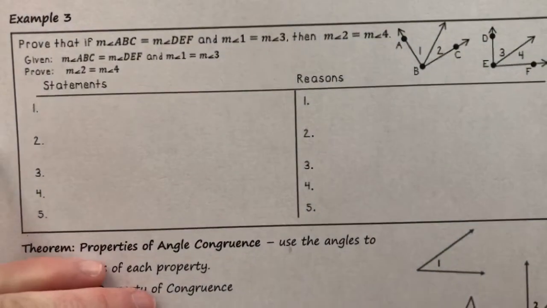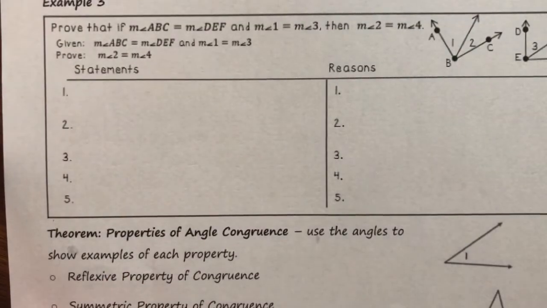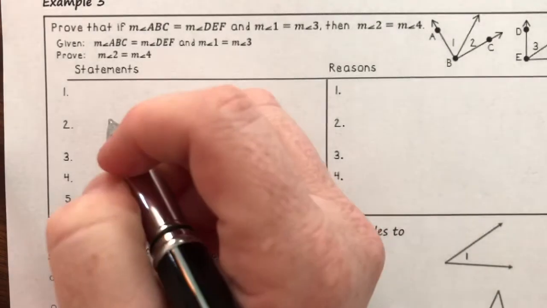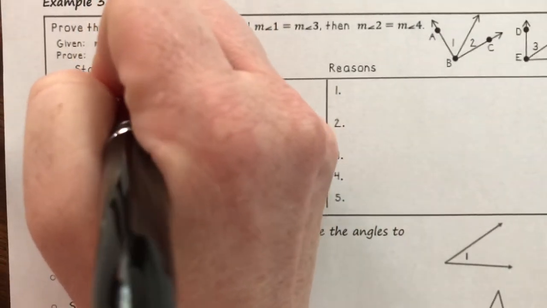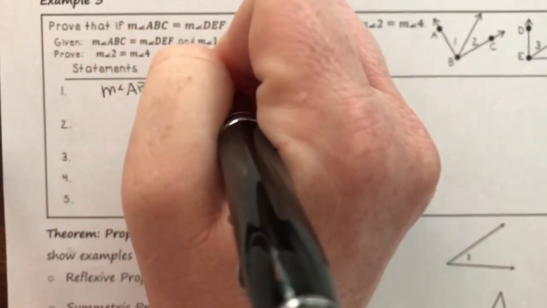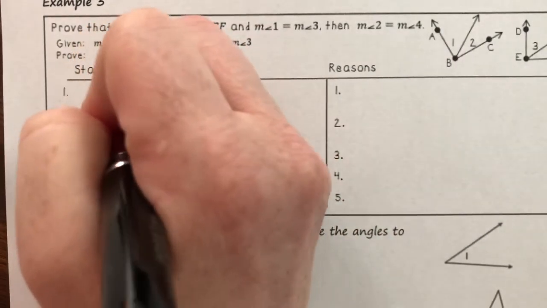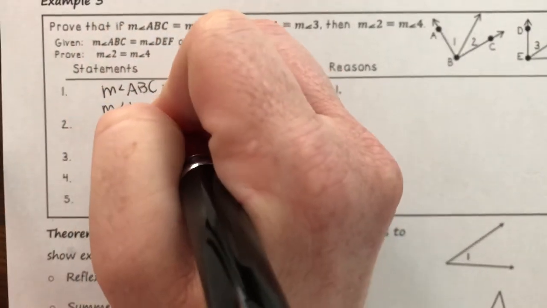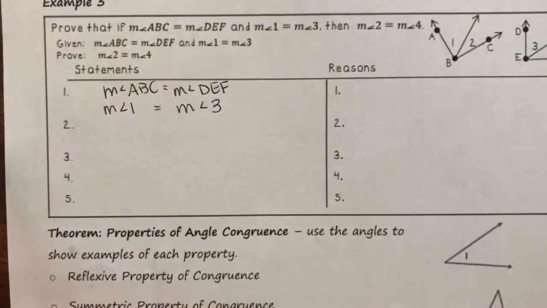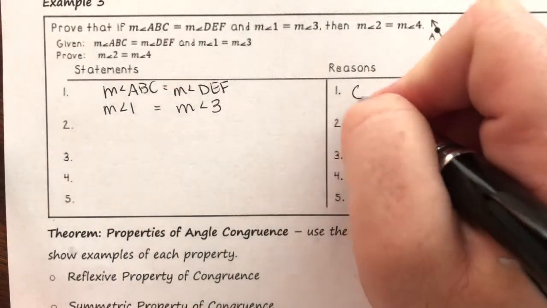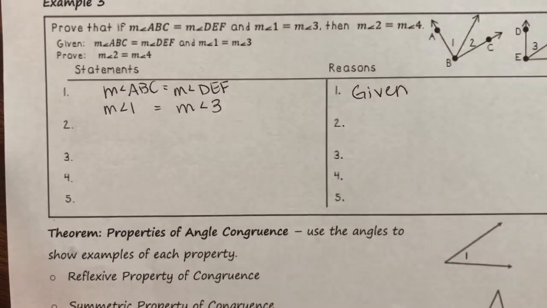Okay, so line 1 is always the given. I'm just going to copy that down. The measure of angle ABC is equal to the measure of angle DEF. And then the second thing they told us is the measure of angle 1 is equal to the measure of angle 3. Okay, and the reason I wrote that down is because that's what was given to me. That was my starting point.